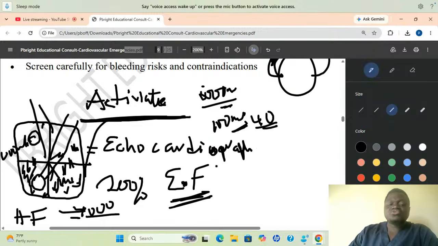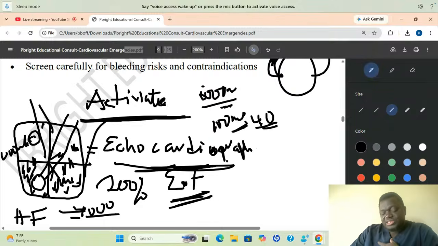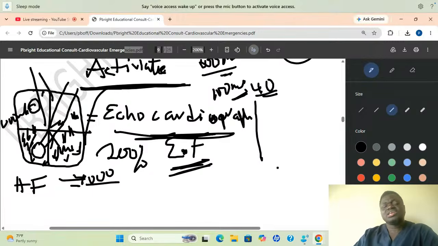When we do the normal echo and we don't get clear values or a clear understanding of it, they will do what? This is a non-invasive procedure on your chest. But when we don't get clear values, we still need the echo.